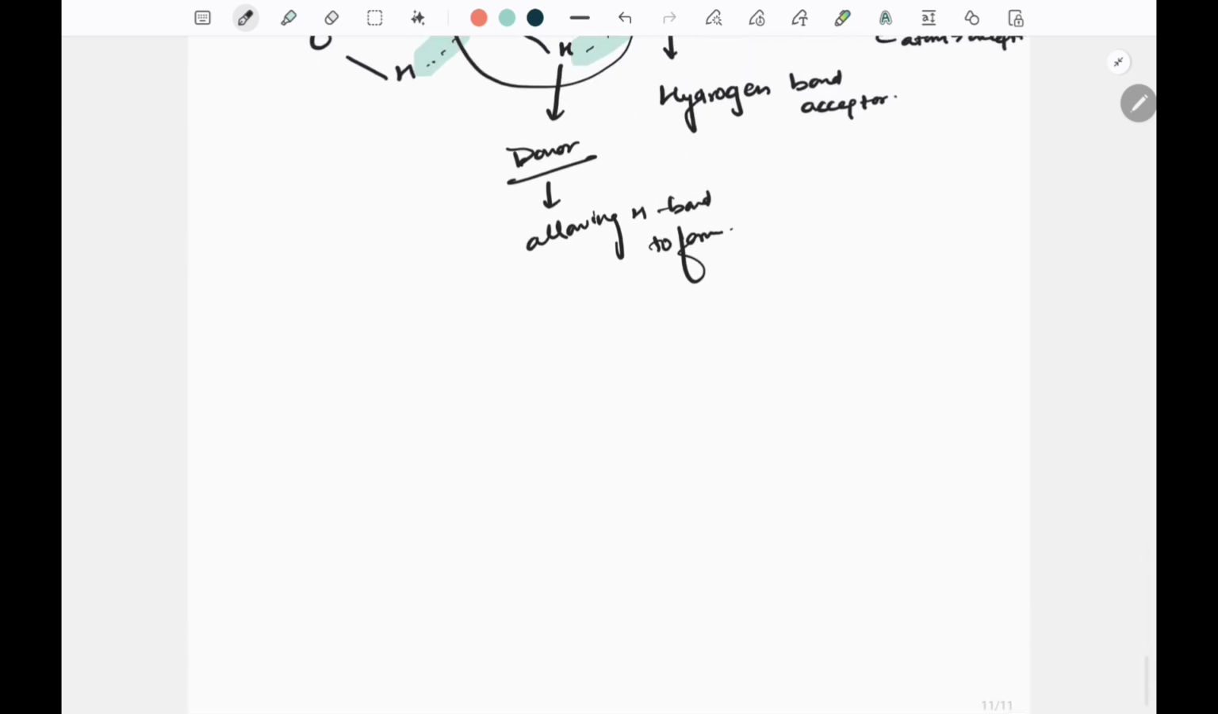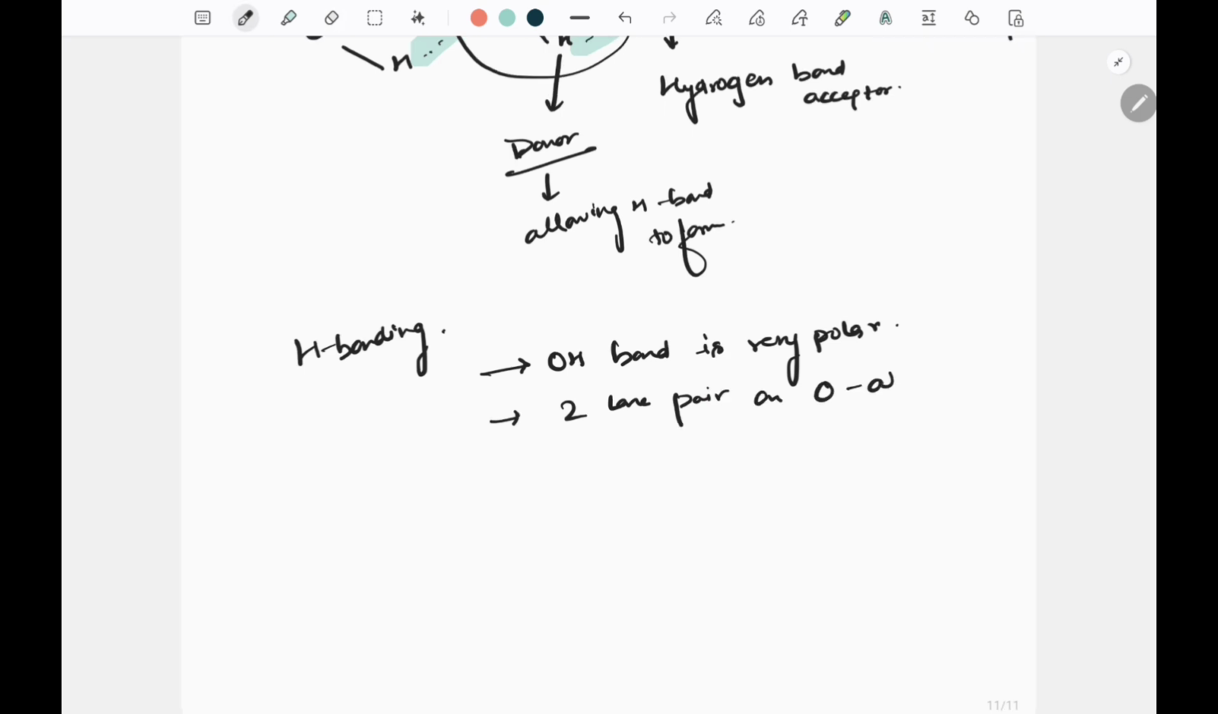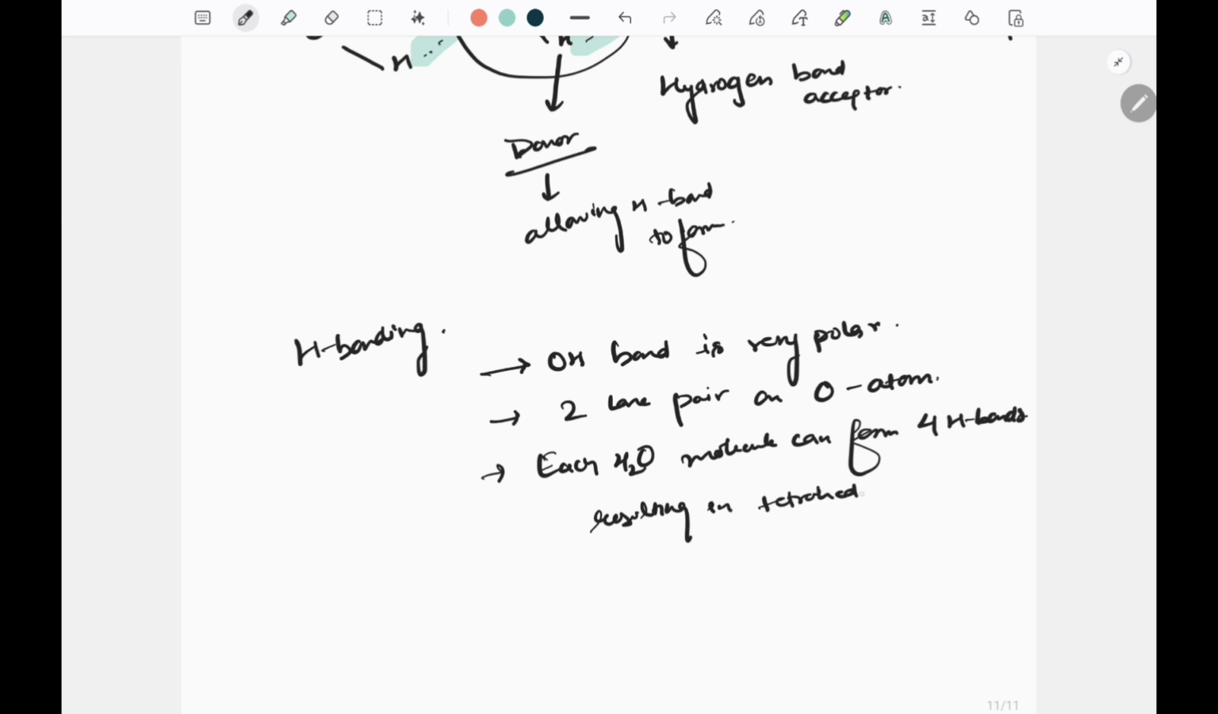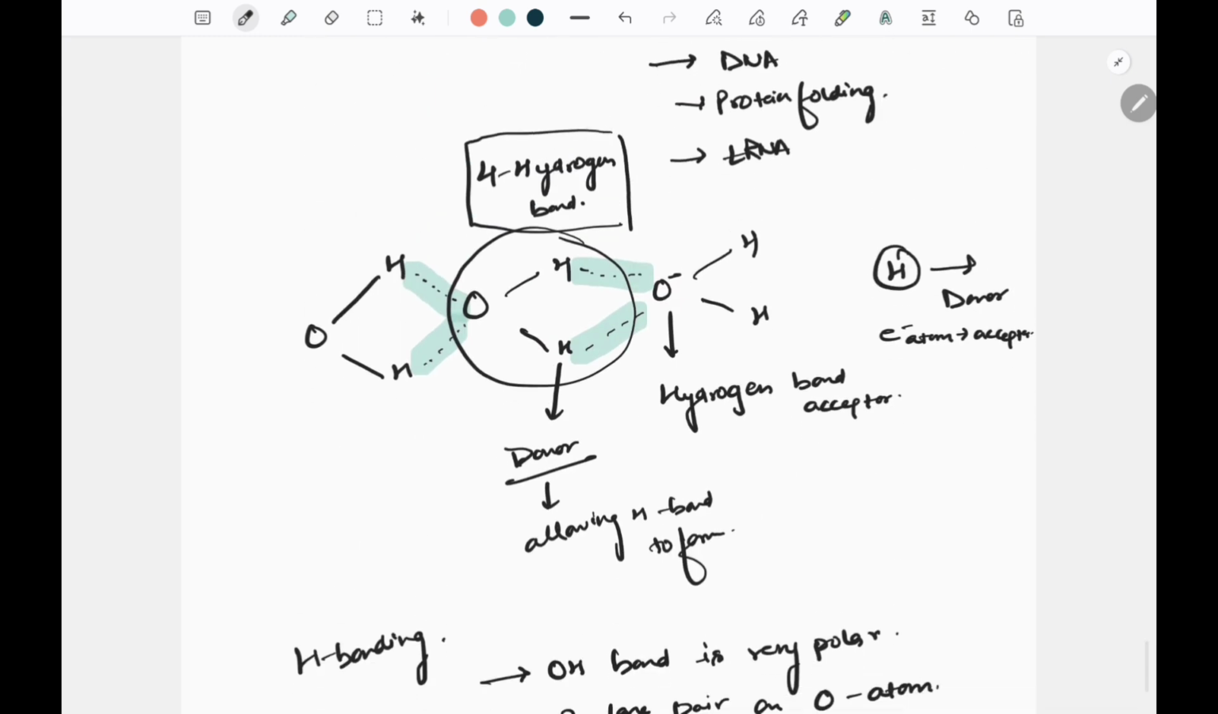So now let's understand hydrogen bonding in terms of MSQ. The OH bond is very polar, as we understood. There are two lone pairs on the oxygen atom, and each water molecule can form 4 hydrogen bonds, resulting in a tetrahedral arrangement, as you can see from here.